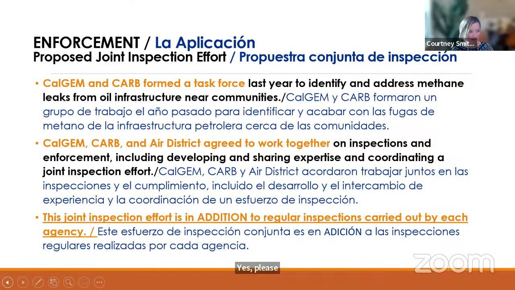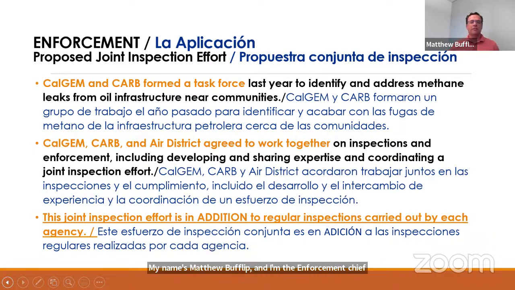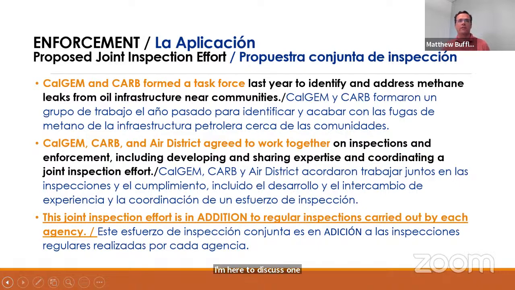All right. Well, I want to thank Rohit and thank you, everybody. Once again, my name's Matthew Buffleben. I'm the enforcement chief at CalGEM. I'm here to discuss one component of the methane task force, the inspection and enforcement component.